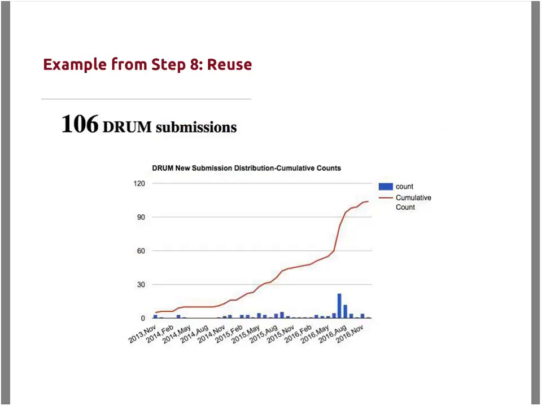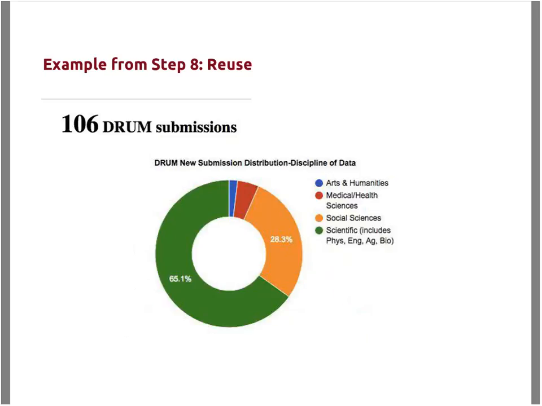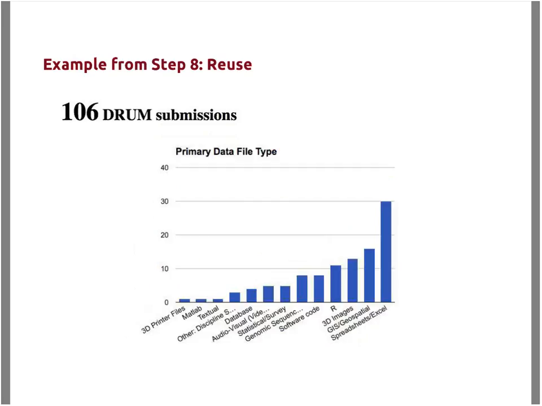Since we launched about 1.5 years ago, we've received 106 submissions, a very steady stream of like 2 to 3 submissions per month. We're also finding that the scientific disciplines are heavier users, but social science is also up there. The primary file types are coming to us as Excel files, GIS files, but also 3D images, I mentioned, R, and other software code packages.